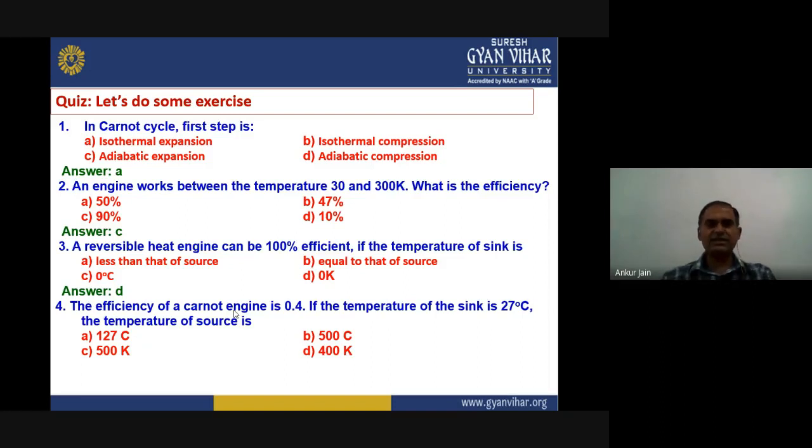The next question is, the efficiency of a Carnot engine is 0.4. If the temperature of the sink is 27 degree, what will be the temperature of source? We can calculate again from the same formula, eta equals 1 minus T2 upon T1. We have to convert this in the absolute scale, that means 273 plus 27, and then we can calculate it, and the right answer will be 500 Kelvin, C option.